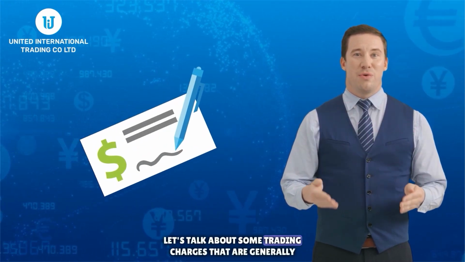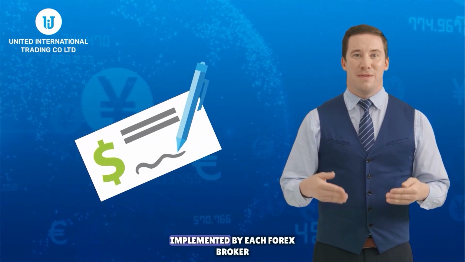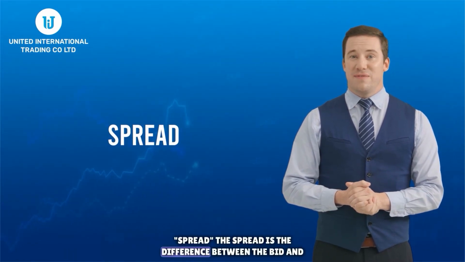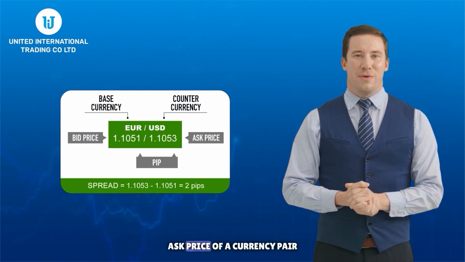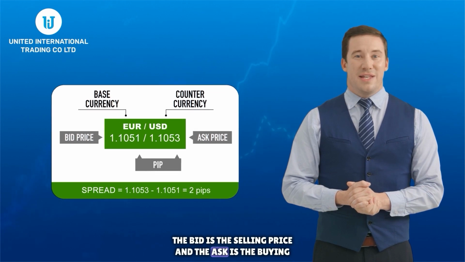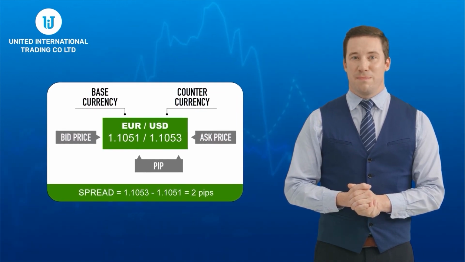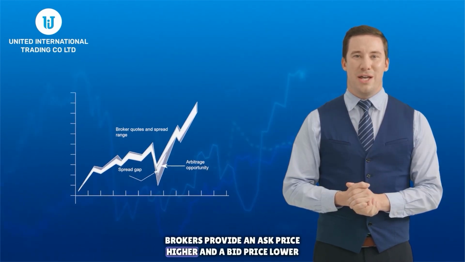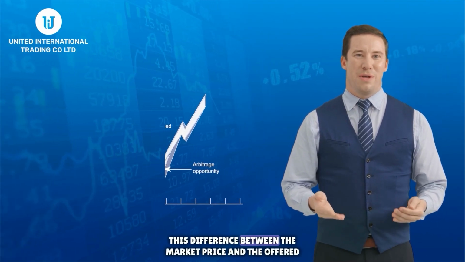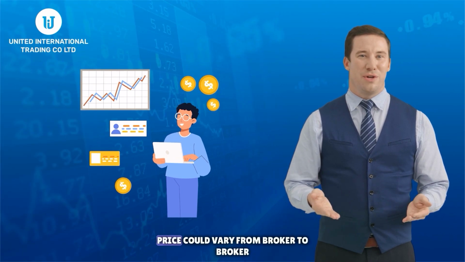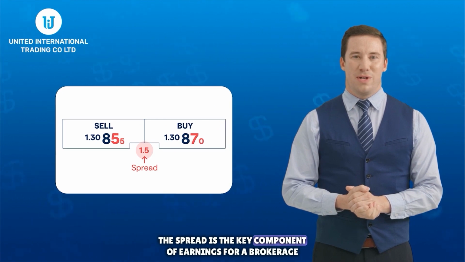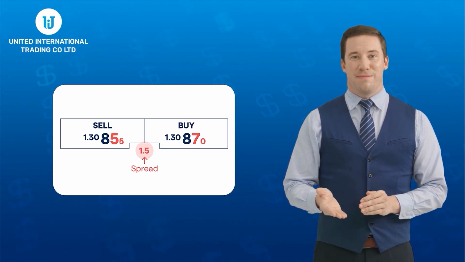Let's talk about some trading charges that are generally implemented by each Forex broker. Spread. The spread is the difference between the bid and ask price of a currency pair. The bid is the selling price, and the ask is the buying price. Brokers provide an ask price higher and a bid price lower than the market price. This difference between the market price and the offered price could vary from broker to broker. The spread is the key component of earnings for a brokerage firm.